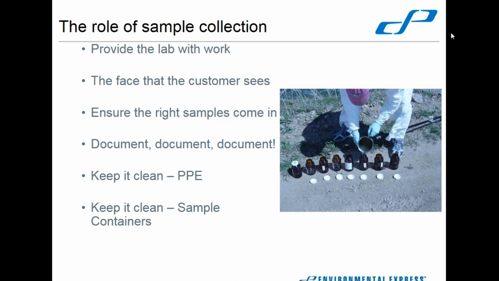The role of our sample collection people. Obviously, you're providing the lab with work. Without you, the lab doesn't get anything to do. You're the face that the customer sees most of the time. You are the physical representation of your lab and the people who are doing your work. You've got to make sure that the right samples come in. Yes, there are samples that get mailed to you, shipped via courier or something. But for the general day-to-day routine stuff, you are making sure that the right samples get in there, that everything is labeled properly, that everything's in the right containers, that when the lab gets it, they know what they're working with.